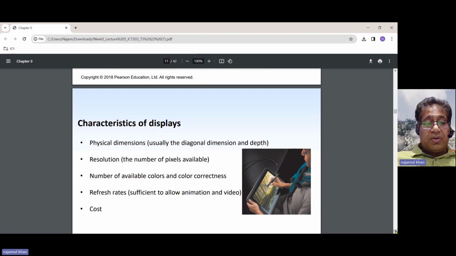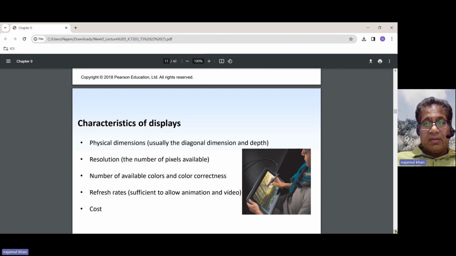Resolution also is important. These days we are talking about higher pixels, to enhance the picture quality, screen quality. We're talking about the number of available colors and color correctness. This is also important. The color mixing technology plays an important role as well, because you don't want to be trying to do something and the screen does not show good colors. So you want all natural colors.